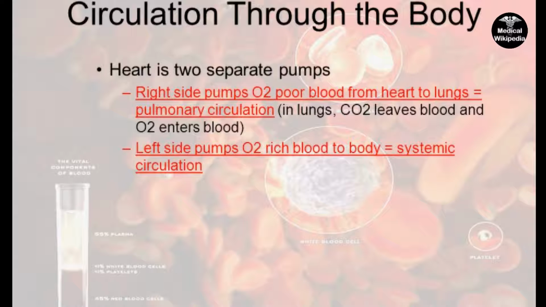The heart is 2 separate pumps. The right side pumps O2 poor blood from the heart to the lungs, which is pulmonary circulation. In the lungs, CO2 leaves the blood and O2 enters the blood. The left side pumps O2 rich blood to the body, which is systemic circulation.